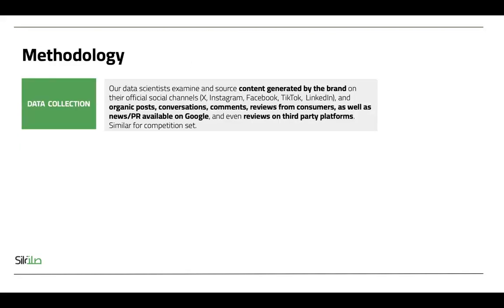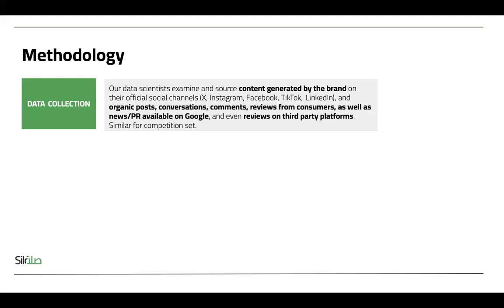How we go about it, I pretty much mentioned through the discussion, in terms of getting the data for your digital space, but it's everything online, pretty much everything. So it's all content generated by the brand itself, whether that's X, Instagram, Facebook, TikTok, LinkedIn, and so forth. Organic posts, and consumer generated content, which is conversations, comments, reviews. Your review platforms will have your stars, 1 star, 2 star, 5 stars. The news and PR available on Google. Reviews on third-party platforms like Amazon, depending on your category, whichever is relevant.